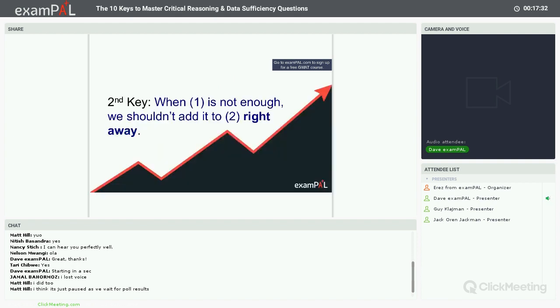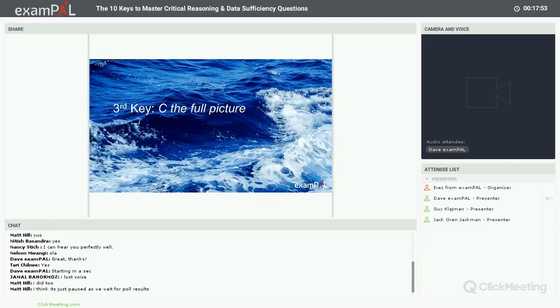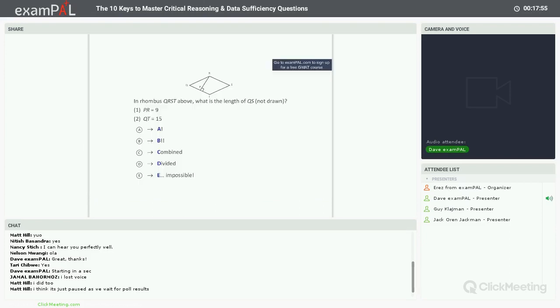So the second key is: when 1 is not enough, we should not add it to 2 right away. The first question showed us a case where 1 was enough and 2 wasn't, and the second one showed us a case where the opposite was true. What's common is that we have to remember to check both statements on their own before even thinking about combining them. All right, third key, see the full picture.